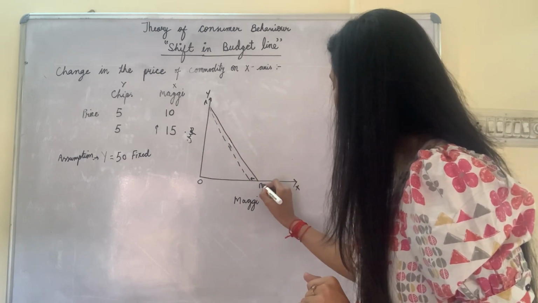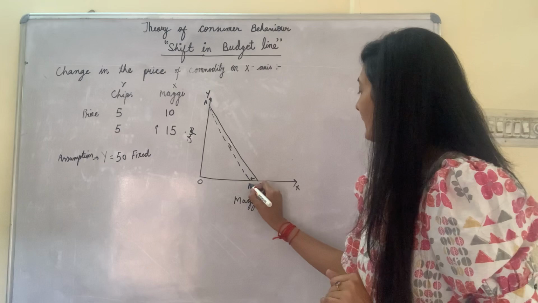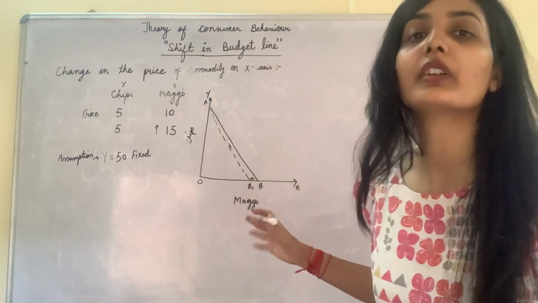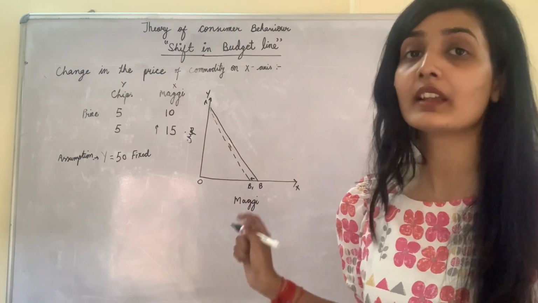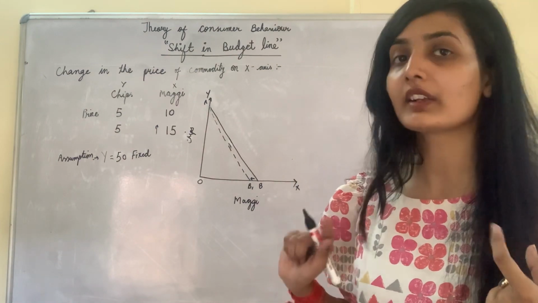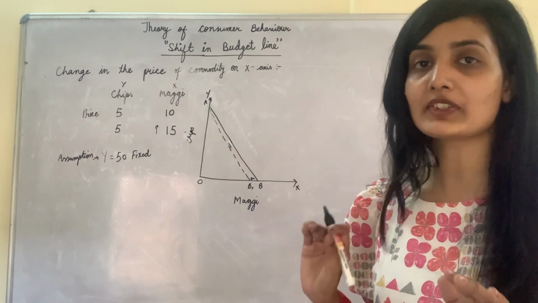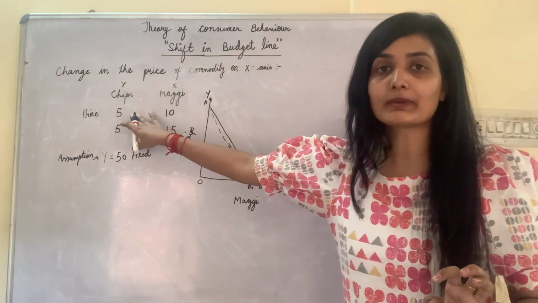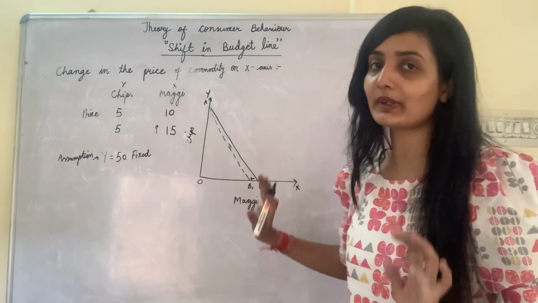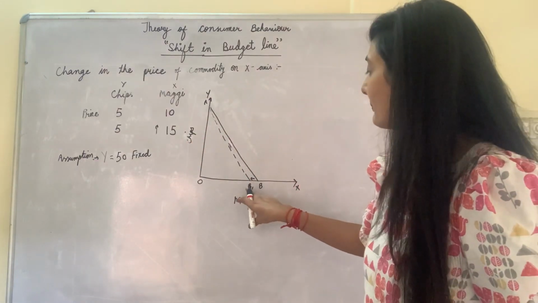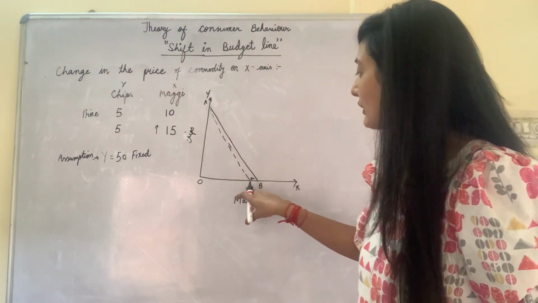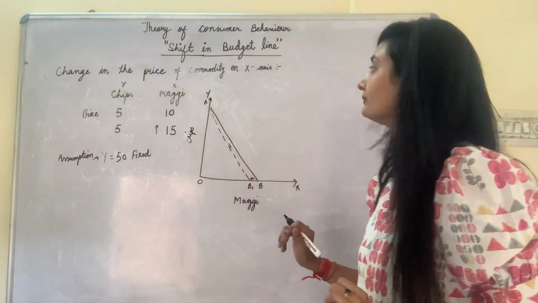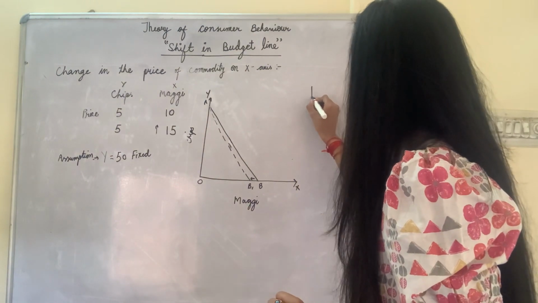We represent this as B1. So why does it happen? As the price of Maggi is increased, the consumer will purchase less Maggi, and chips, whatever he was purchasing, he will still purchase. But since the price of Maggi is increased, he will purchase less of Maggi, so it will shift leftwards.